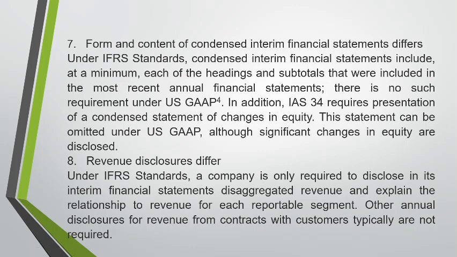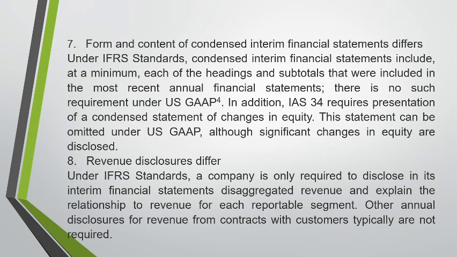Forms and content of the condensed interim financial statements differ. Under IFRS standards, condensed interim financial statements include, at a minimum, each of the headings and subtotals that were included in the most recent annual financial report. There is no such requirement under US GAAP. In addition, IAS 34 requires presentation of a condensed statement of changes in equity. This statement can be omitted under US GAAP, although significant changes in equity are disclosed.